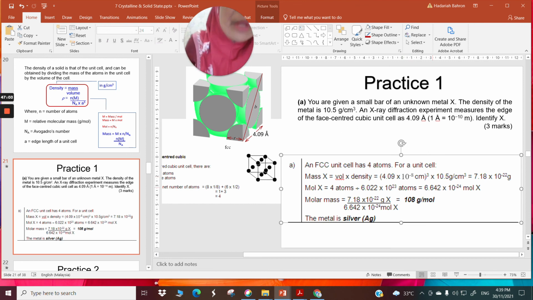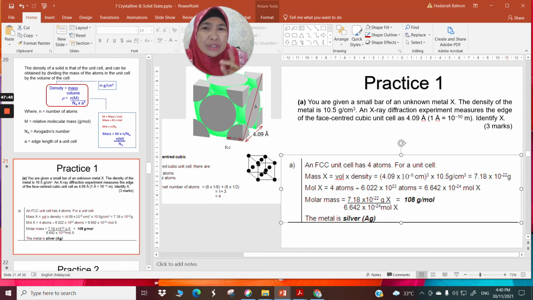Why minus 8? Because 1 angstrom is 10 to the power minus 10 meter. And then if you convert meter into centimeter, you have to go back by 2 decimal points. So it is 4.09 times 10 to the power of minus 8 centimeter, cubed, times the density. So the mass of your metal X in that unit cell is 7.18 times 10 to the power of minus 22 grams. Tiny, weeny, teeny. Very, very small.